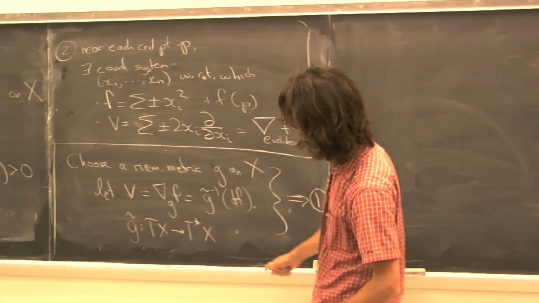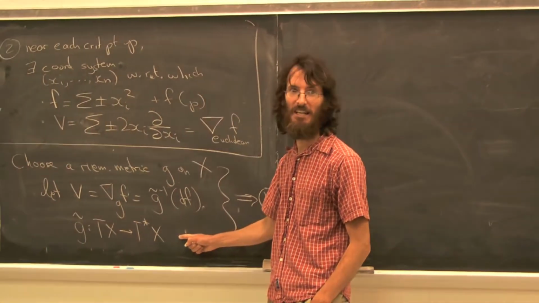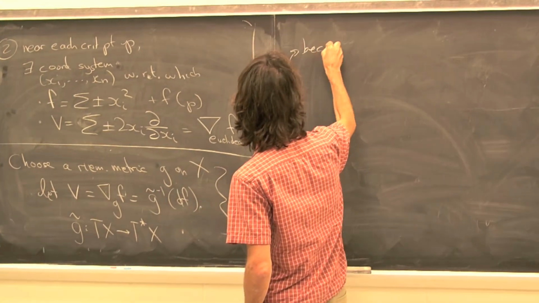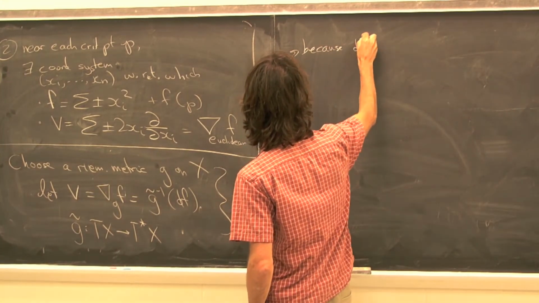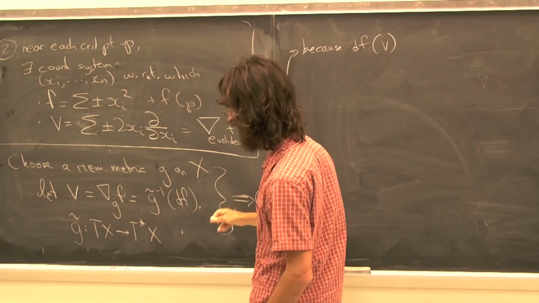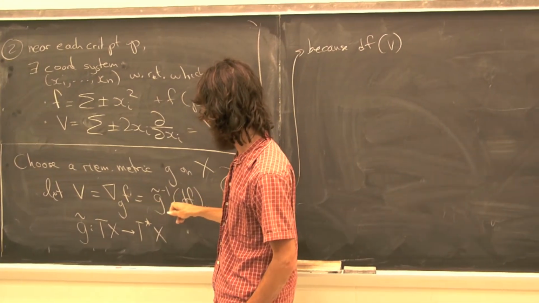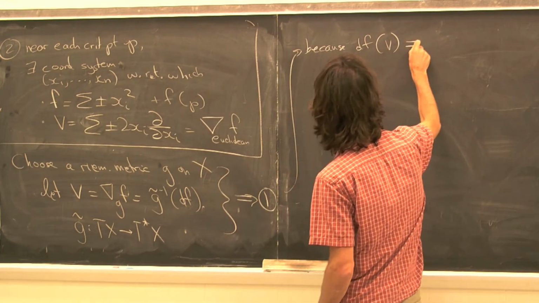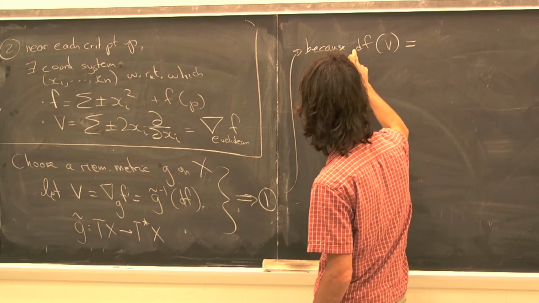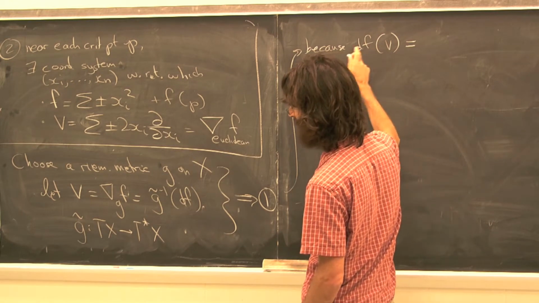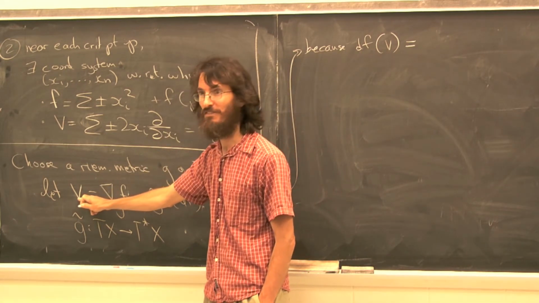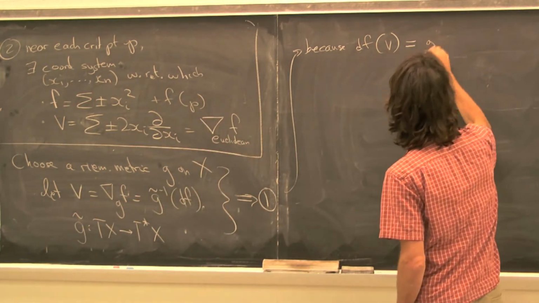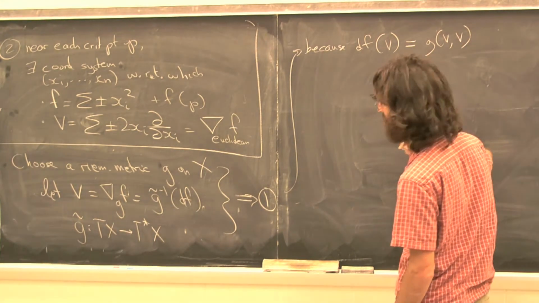Well, actually, maybe we should just do it. Let's check why df of v is positive. That's because saying that v is g tilde inverse of df means that if I wanted to apply df to something, I could just as well use v, but I use v via the metric g. So this is g of v.